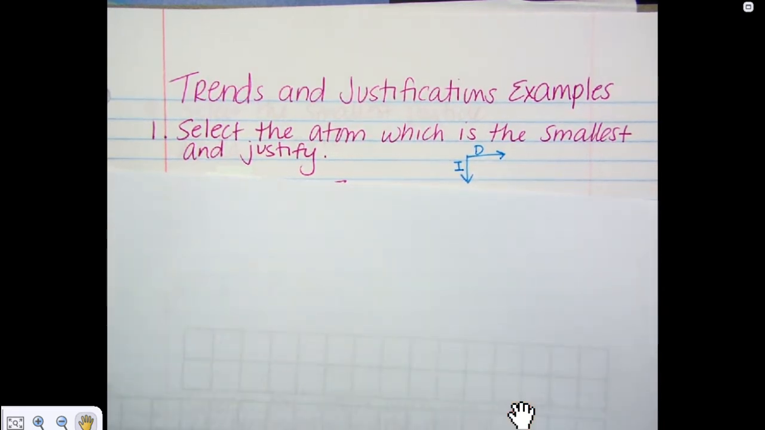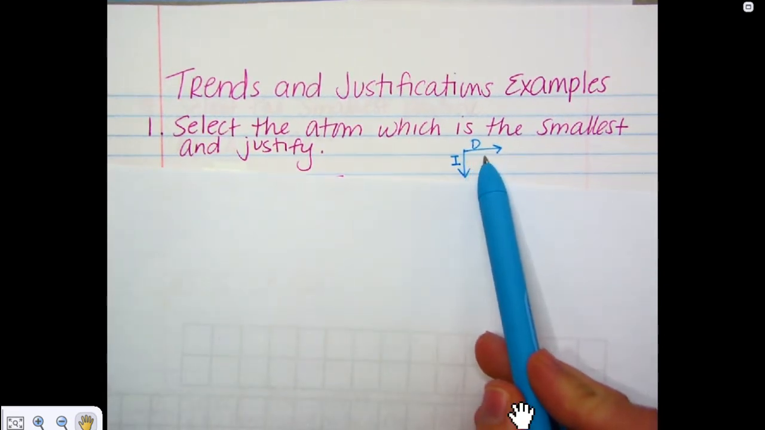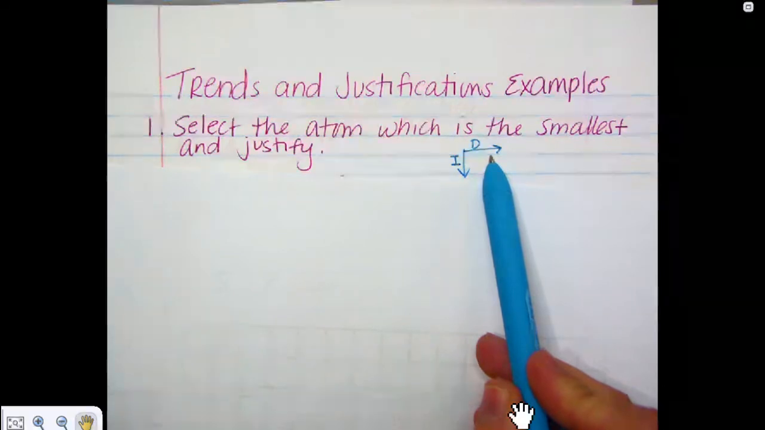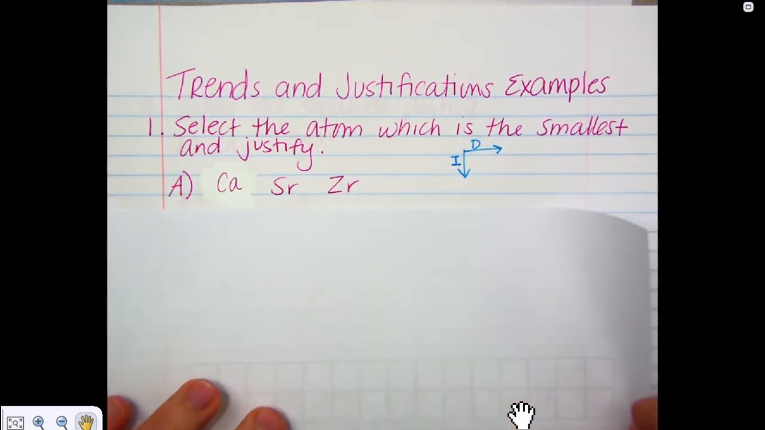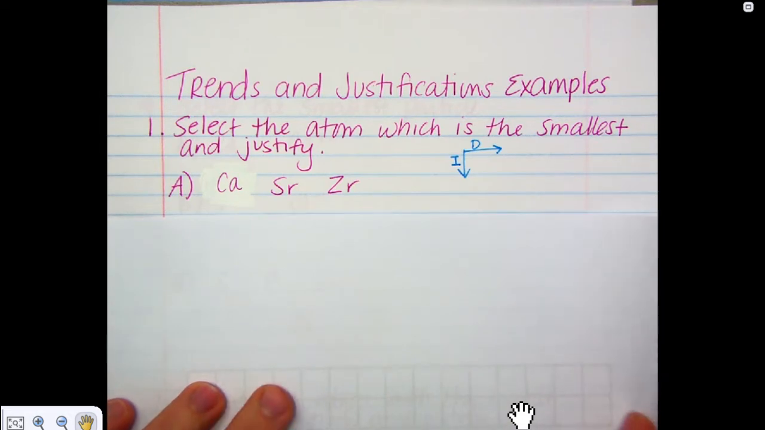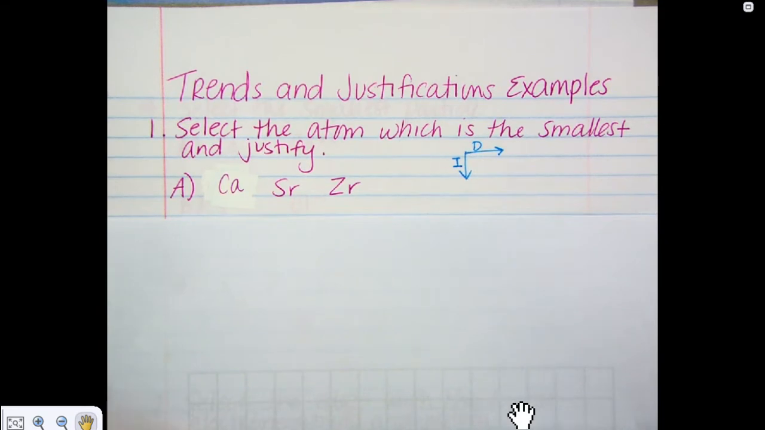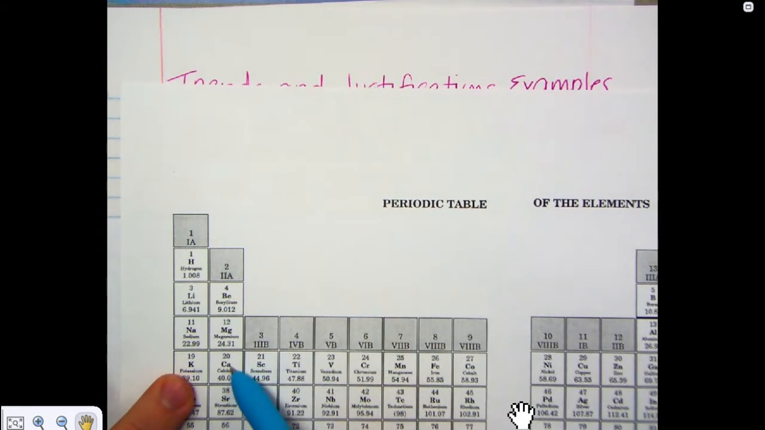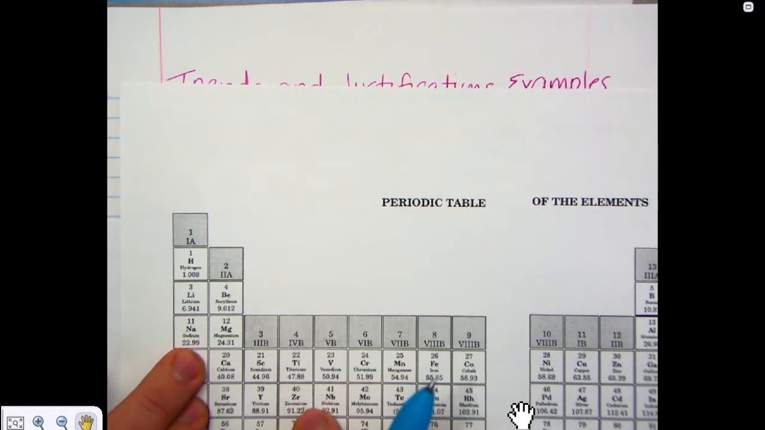As I go across, I'm going to decrease because the positive pull of the nucleus, the Zeff, the effective nuclear charge, is going to increase. And as the nucleus gets bigger, but the electrons don't get any further away, they get pulled in a little bit more tightly. So the first one we're going to look at and compare is calcium, strontium, and zirconium. So let's find those three on the periodic table. So this little corner here.